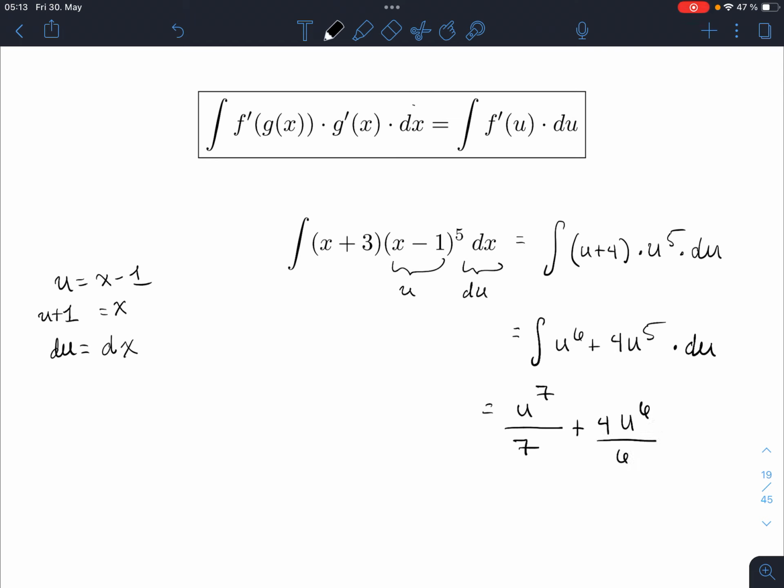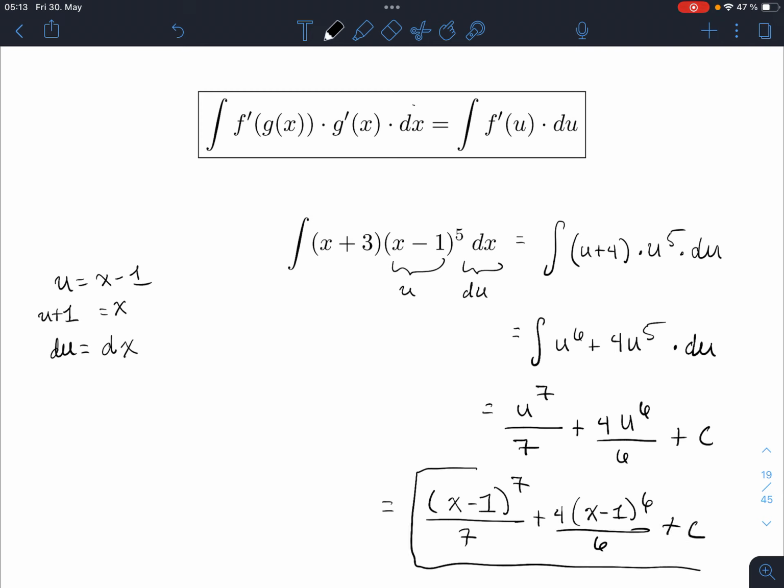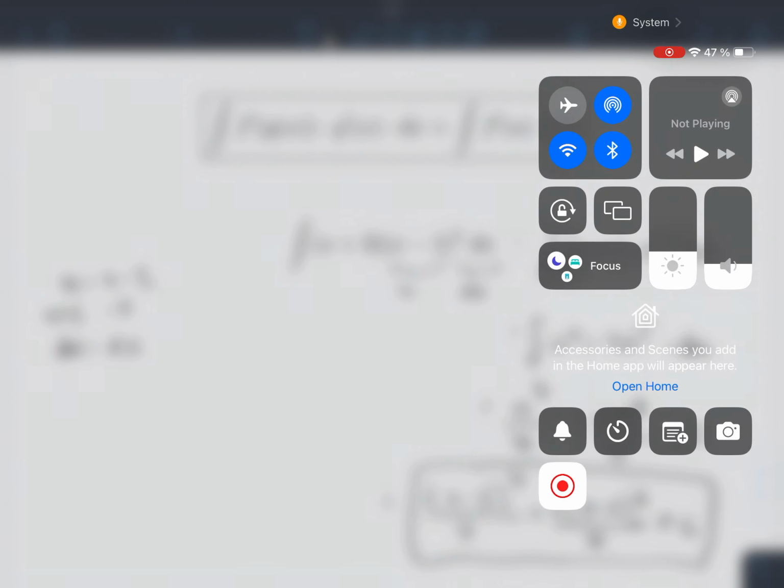So this is going to be u to the 7 divided by 7 plus 4u to the 6 divided by 6 plus c. And then as a final step, we just plug back in our u. So this is going to be x minus 1 to the 7 over 7 plus 4 times x minus 1 to the 6 over 6 plus c. Great.